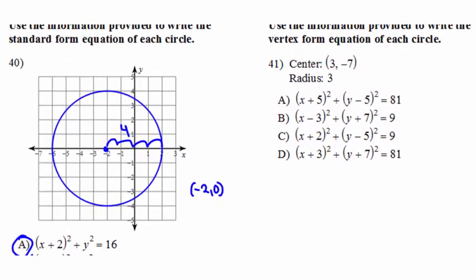41, they gave us the center, 3, negative 7. So when it goes in parentheses, it changes signs. So it has to be B. And then the radius is 3 squared, which is 9, which is what's over on the right side.